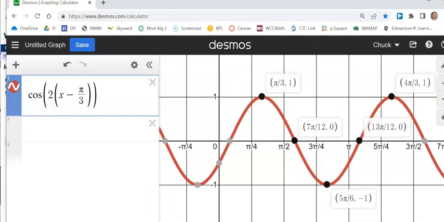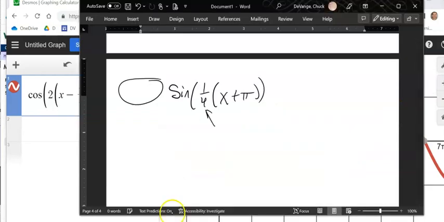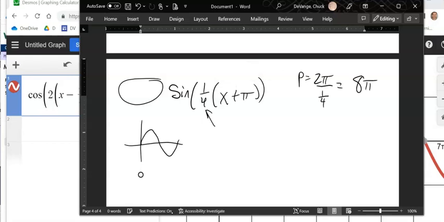Let's think about another one. I know that sine, the parent looks like that, keeps going in every direction, but we just pick that piece of it. And so the period for sine is 2 pi, fall around the full circle before it starts to repeat itself. This 1/4 is going to slow it down. So the period for this shape is going to be 2 pi divided by 1/4, which is 8 pi. It's going to take 8 pi for it to repeat itself.